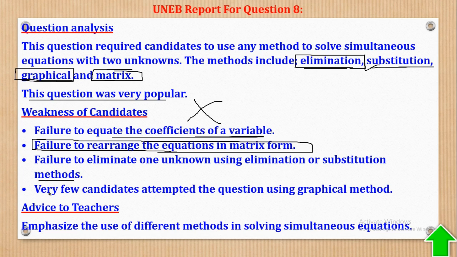Then very few candidates attempted the question using the graphical method. Like I said, the graphical method is not advisable if the question comes in section A unless they specify, because it takes a little longer than the rest of the methods, yet it has 4 marks. Then advice to teachers: emphasize the use of different methods in solving simultaneous equations so that students can choose the one which is easier for them.